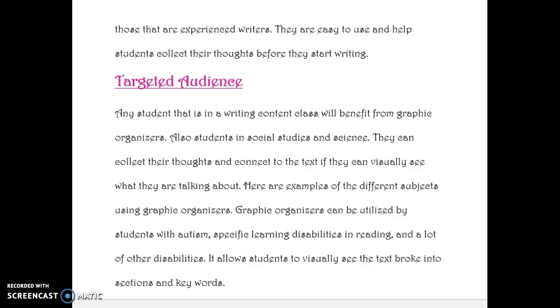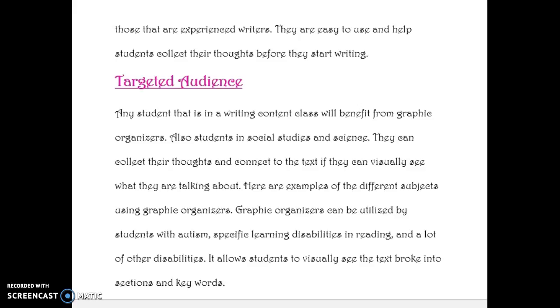The targeted audience will be any student that is in a writing content class. They will definitely benefit from the graphic organizers. Also, students in social studies and science could benefit. They can collect their thoughts and connect to the text if they can visually see what they're talking about.